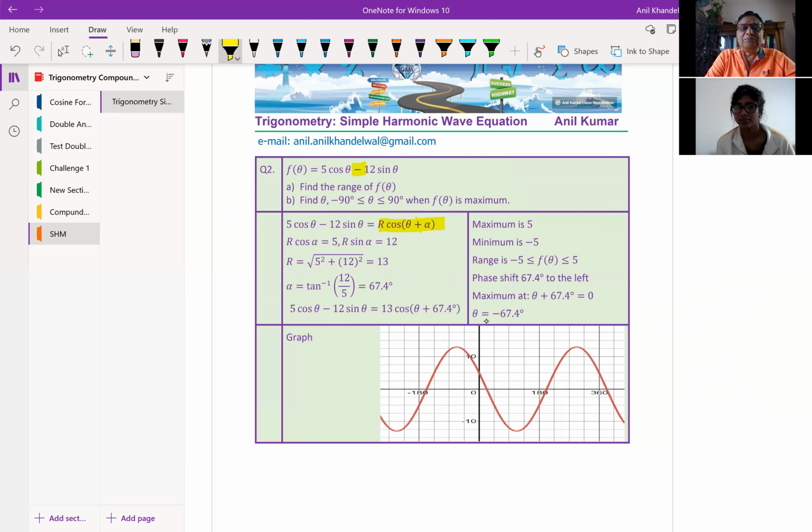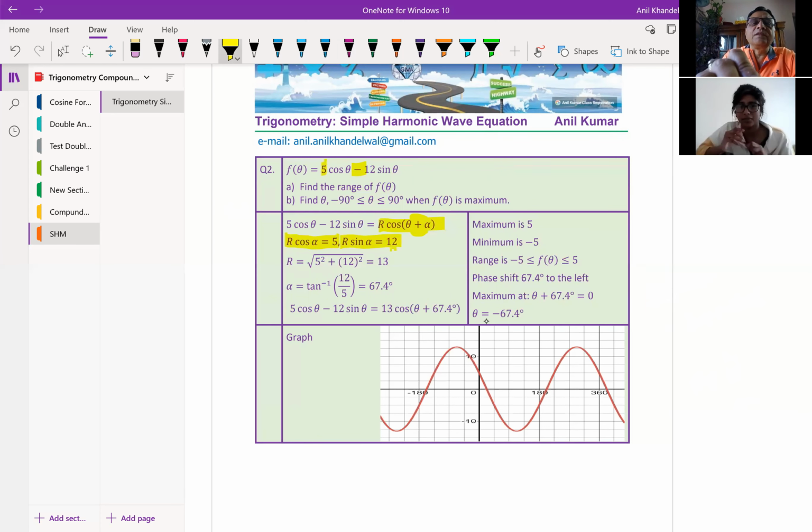The cosine formula is the compound angle formula, right? So 5 should be substituted as the cosine value. So r cos alpha is 5, and r sin alpha is 12, not minus but plus 12, because the minus will be taken care of by the formula itself. You just write that down.